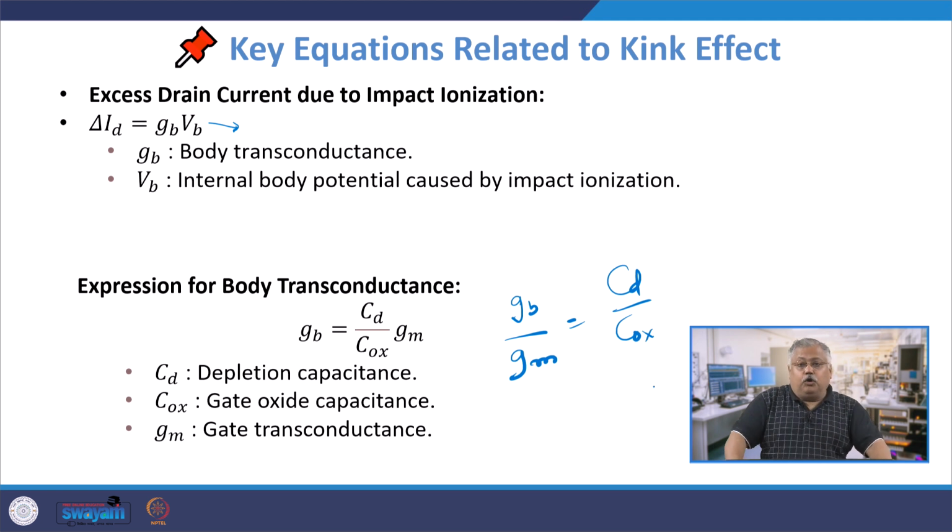So, if you lower your oxide thickness, your Cox increases, right, and therefore GB by GM reduces, which can only happen if my GM increases, right, and that is true also. If you reduce the oxide thickness, the gate has better control and therefore the GM becomes higher and GB by GM actually falls down.